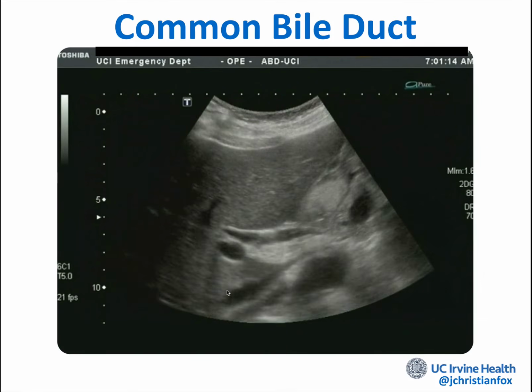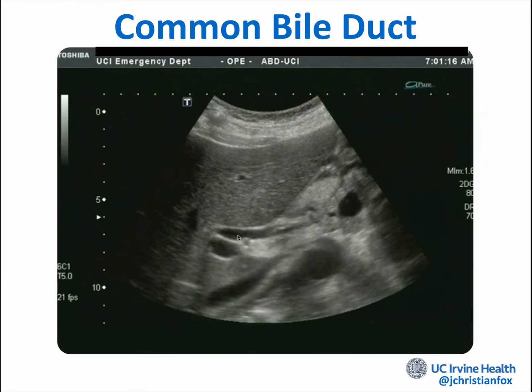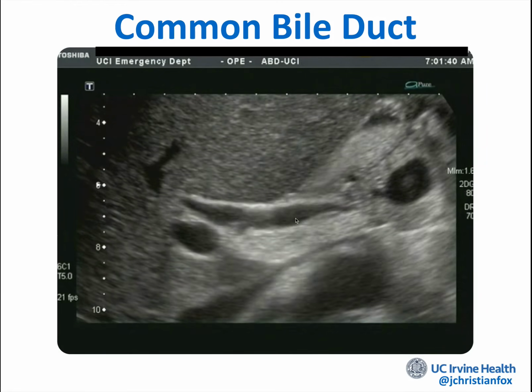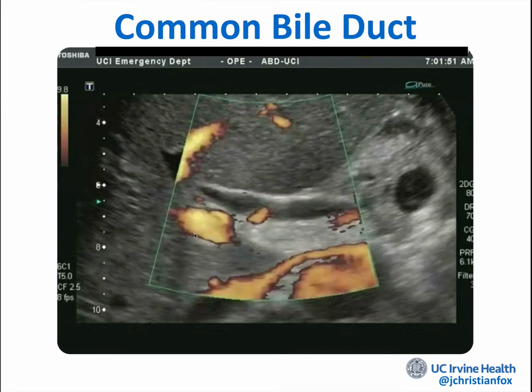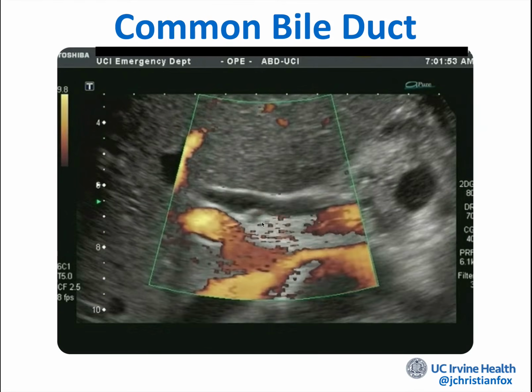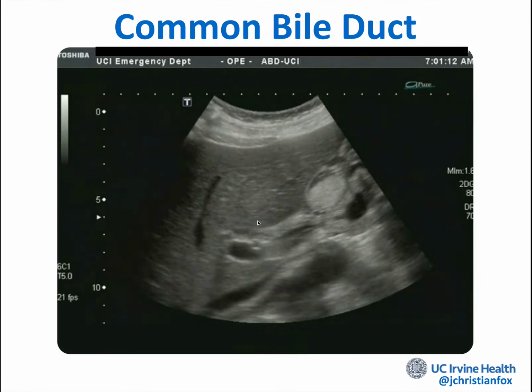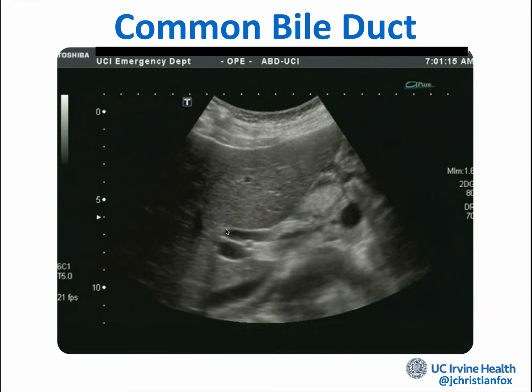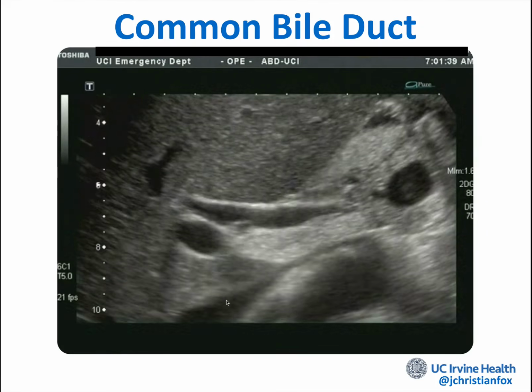Another example here, IVC, portal vein, CBD. Common bile duct is seen up here. We zoomed in on it a little bit here. Portal vein, probably the hepatic artery seen right here, sort of coming and going. And then the CBD again running anterior to that portal vein. IVC is down here.